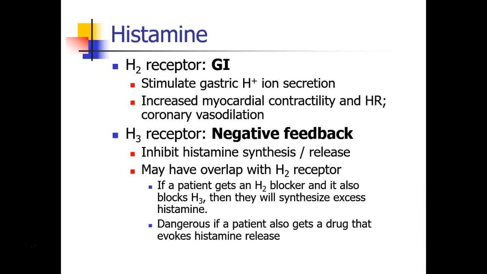The H3 receptor I think of as the negative feedback receptor, which means that it inhibits synthesis and release of histamine, and it may have some overlap with H2 receptors as well. So if a patient gets an H2 blocker and it also blocks the H3 receptor, then actually the patient will have a blockage of their negative feedback loop and they will synthesize excess histamine. And this could be especially dangerous if a patient also gets a drug that evokes histamine release, like, say, morphine.